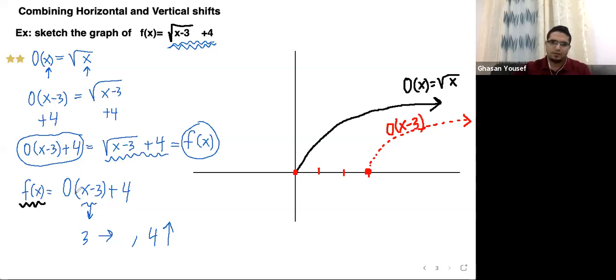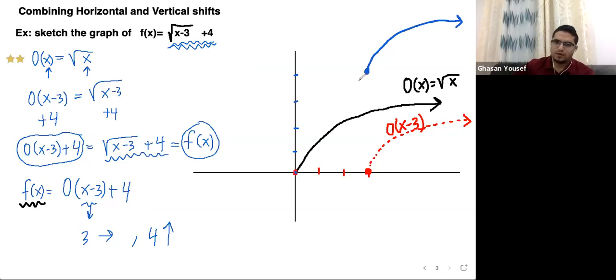Now to graph the function g of x minus 3 plus 4, we have to shift the red one, you see the red one, up 4 units. So this is 0, this is 1, 2, 3, 4. So it should be like here. This is the first point, and then you have to graph it like this.